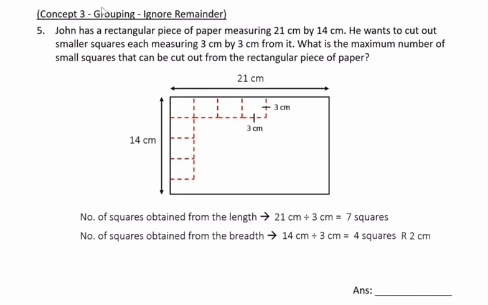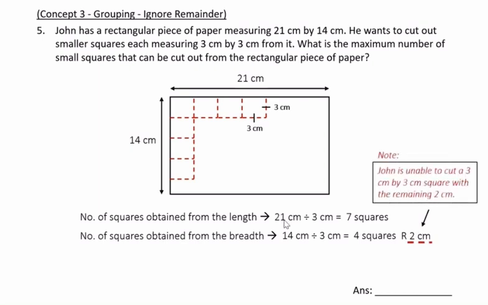So that means over here there'll be a little strip here which you have to leave alone, because you're not able to get 3 by 3 cm squares from it anymore. It's like trash already, just a little flimsy strip of paper you can just throw away. Okay, so this remaining 2 cm, John is not able to cut a 3 by 3 cm square because the remainder is 2 cm only. How to get a side 3 cm? So ignore the remainder. So now you know that from the length, you are able to get 7 squares. From the breadth, you are able to get 4 squares.